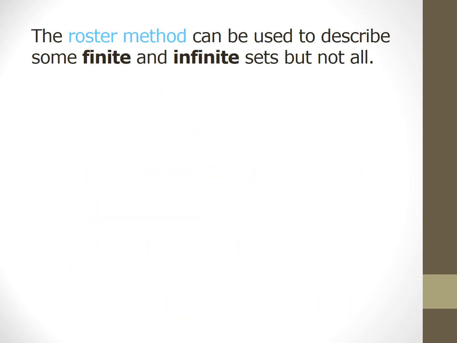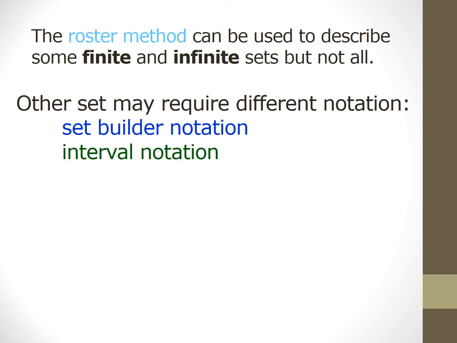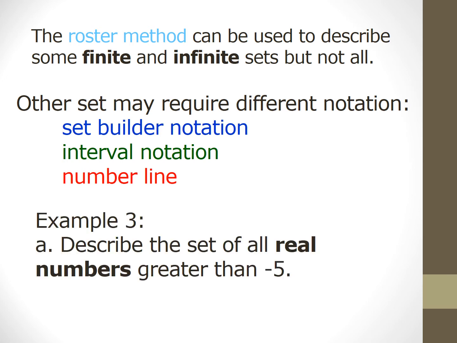So the roster method can be used to describe some finite small sets, and in some cases it can describe some infinite sets if there's an established pattern, but there are other types of sets that aren't as easy to set a pattern, and so they might require a different notation. Therefore we have set builder notation, interval notation, and number line. So let's get started with looking at those.